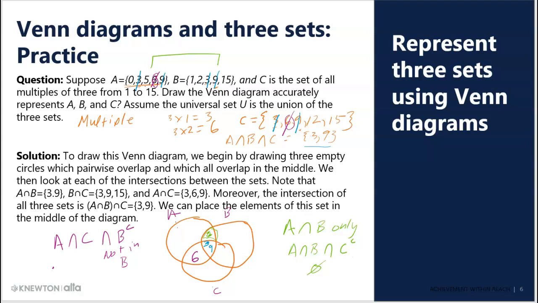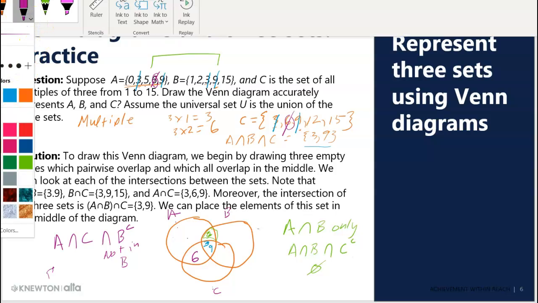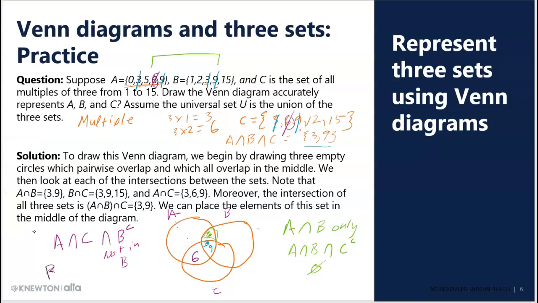Then I have to find the last one. So I do A intersect B, A intersect C, and then I have to look at just B intersect C. And let me do this in another color. Oh, let me see. I'll do this in whatever that is. B intersect C intersect not A. So just in A and C.